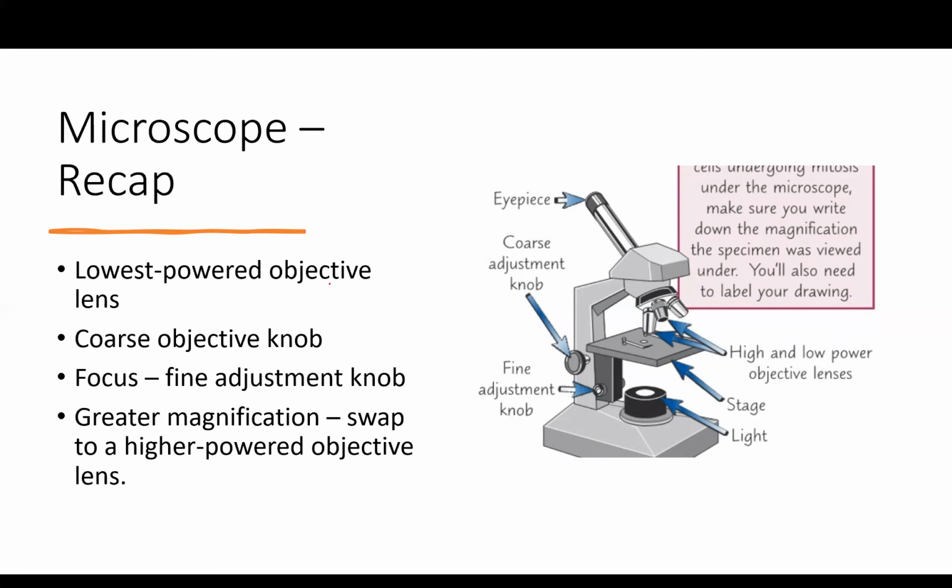Really, really important. Clip your slide you've prepared onto the stage, but the important part is you always start on the lowest powered objective lens. And that is the one that produces the lowest magnification. So you want to start from a lower magnification so you get an overall view, the overall image of what you're looking at. So then you can pick areas you maybe want to focus in on and magnify more. So then you can look in closer at different sections, but you want to have a big overall view of what you're viewing to start off with.